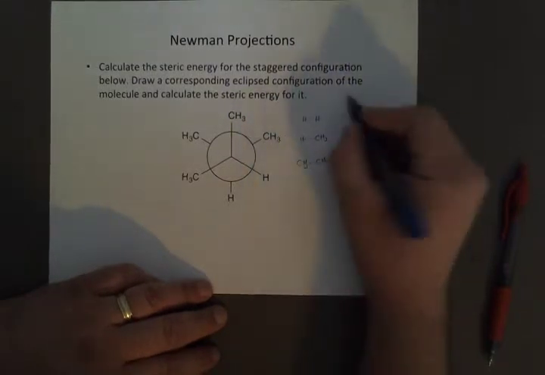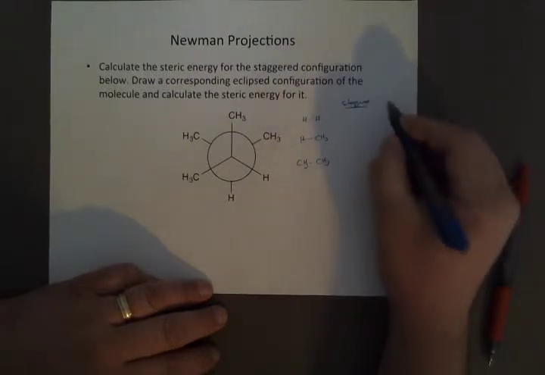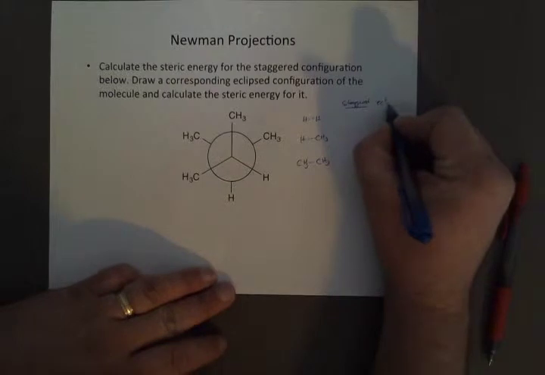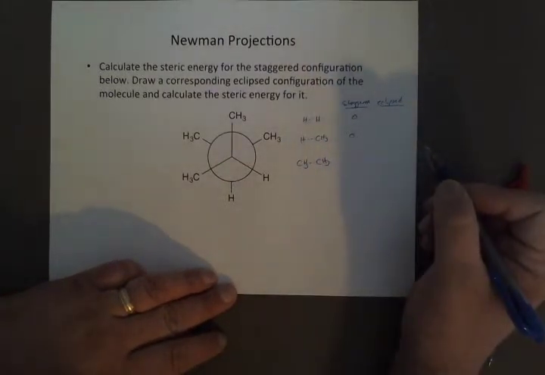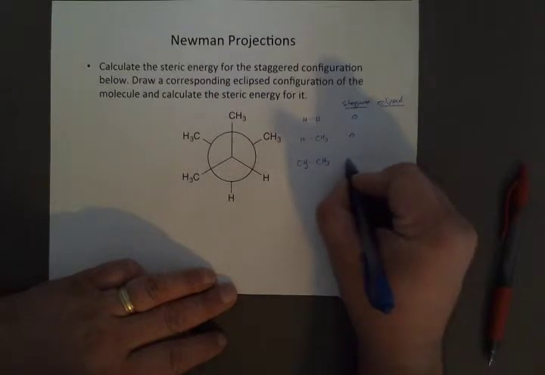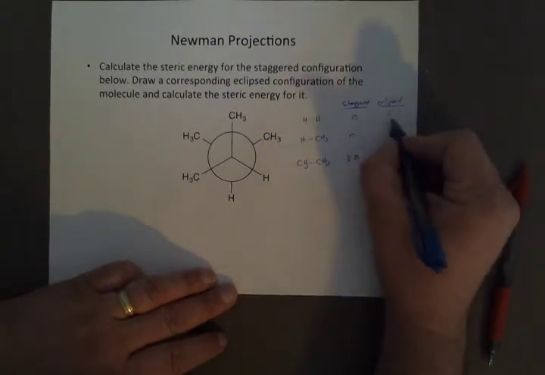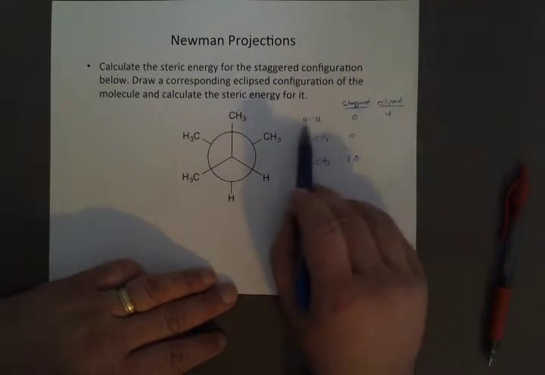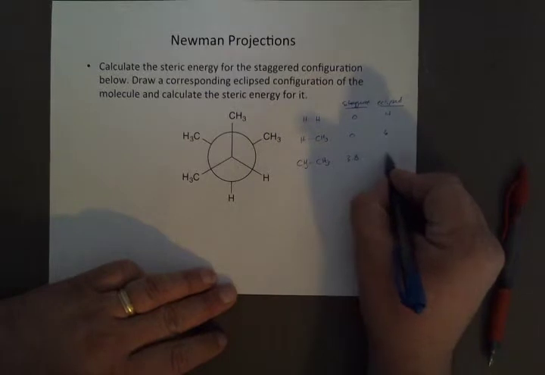If you have a staggered versus an eclipsed version, for staggered, each one of these is worth 0, but this one is worth 3.8. Now for eclipsed, in the eclipsed form, this is worth 4, this is worth 6, and that's worth 11.